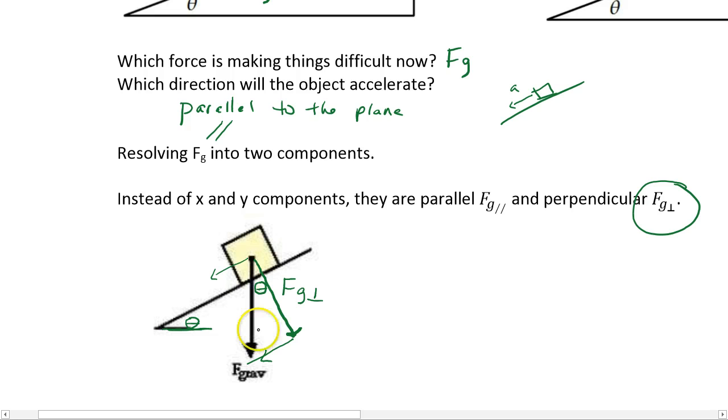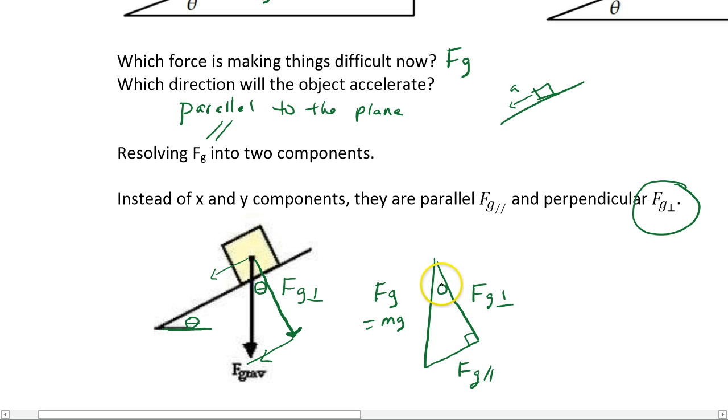So if this long side is the force of gravity, if this side here is FG, which is the same thing as mg, and my 90-degree angle is over here, this is FG perpendicular and this is FG parallel. Let's consider the geometry of how this would work.